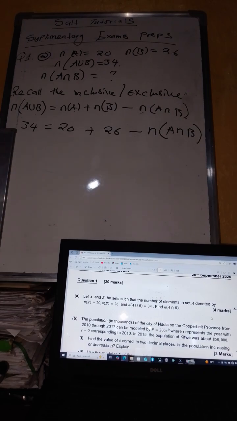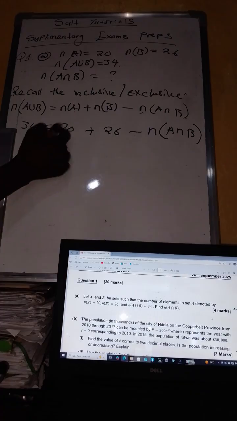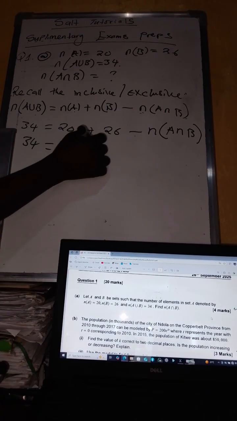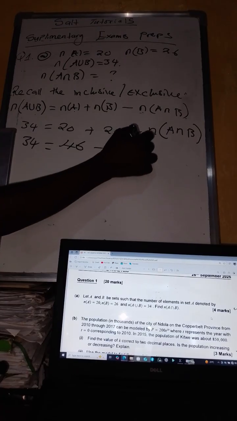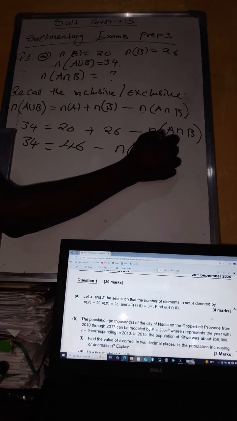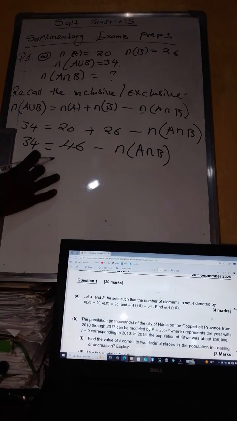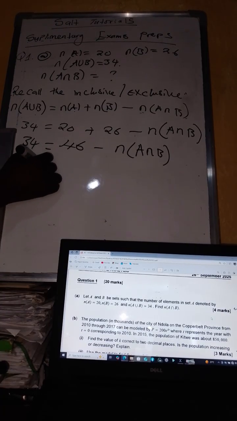Then the next step is just performing algebra. So 34 is equal to 20 plus 26, which I believe is 46, minus the intersection, A intersection B. This goes to the other side and becomes a positive number of elements in A intersection B.